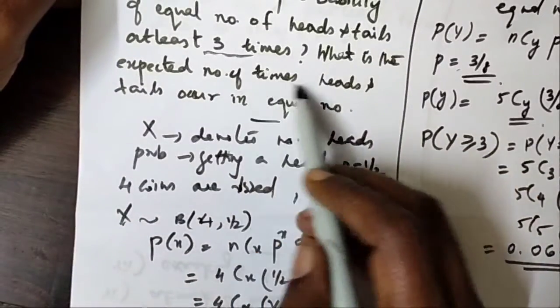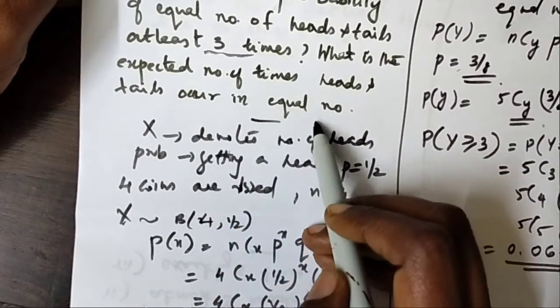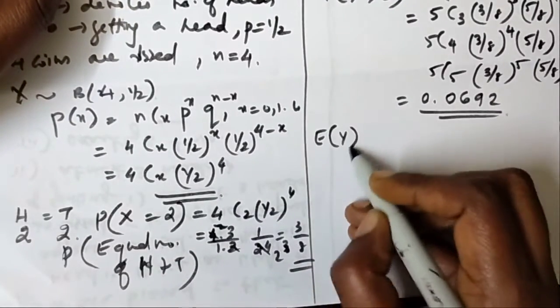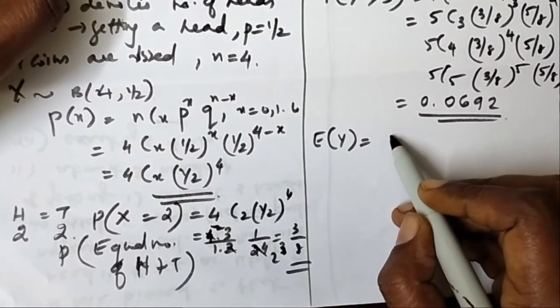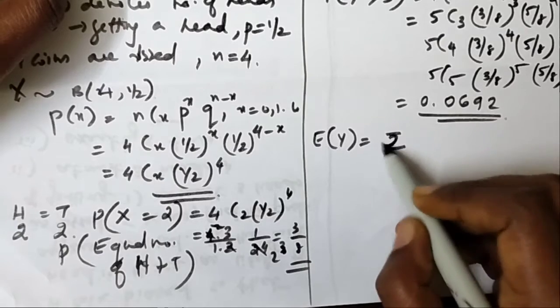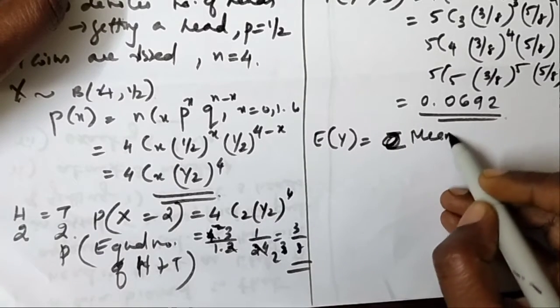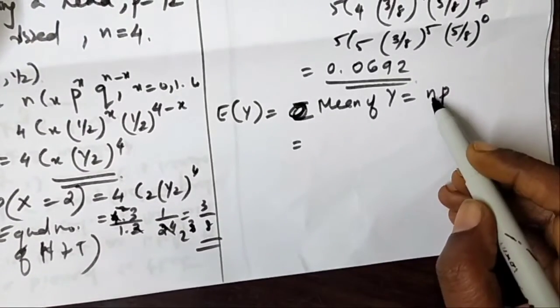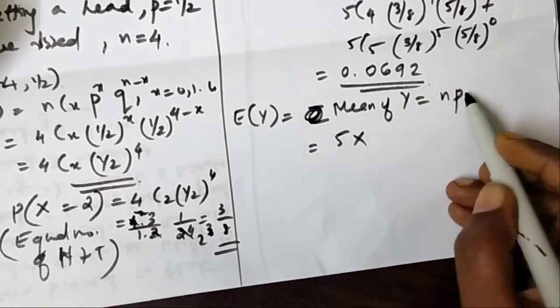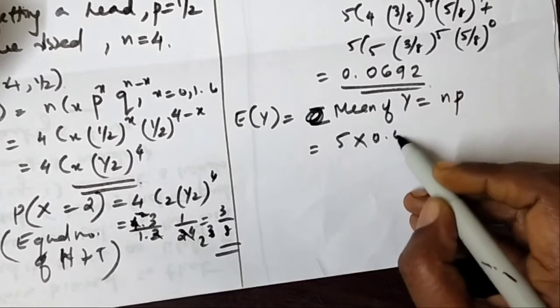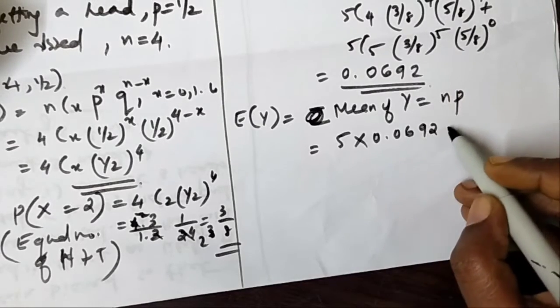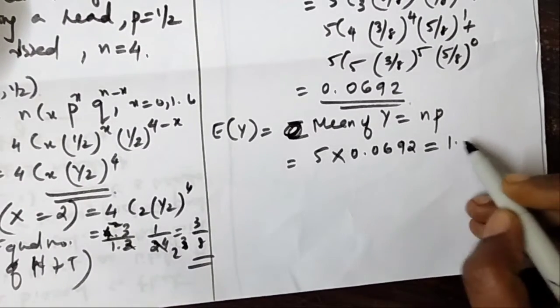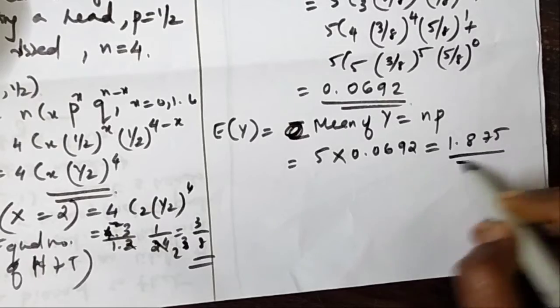Then there is one more question. What is the expected number of times heads and tails occur in equal number? So we have to find the expectation of this Y also. By definition, it is the mean of the random variable Y. Mean, the expectation of X, is np. So here what is the value of n? It is 5. Then what is the probability? It is 0.0692. So if you multiply this, we get 1.875. Okay.